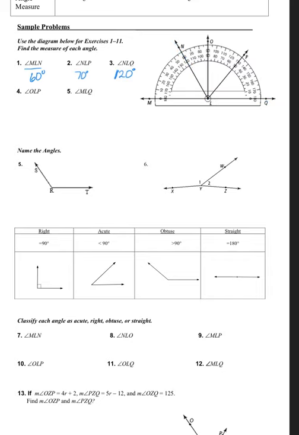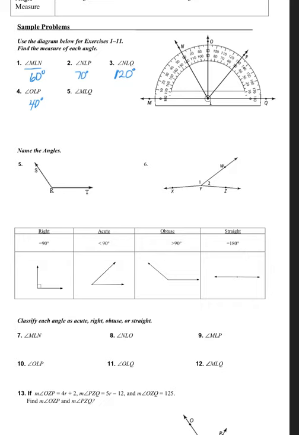Now let's look at number 4. So OLP. Same thing, we want from here to here. So we're going to take 130 minus 90. So 130 minus 90 is 40. So this angle is 40 degrees.